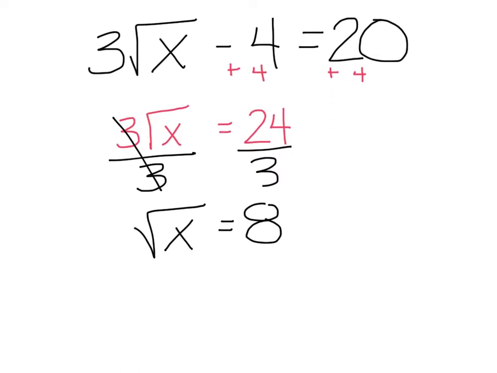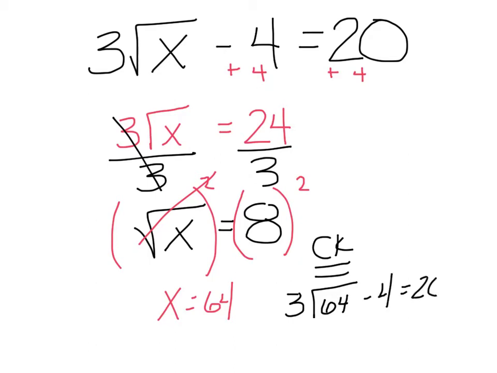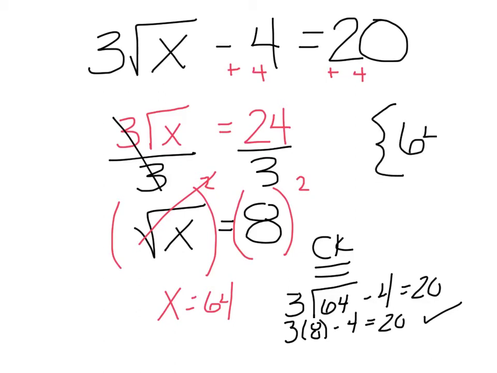At this point, my radical's by itself. I'm going to wrap her up in parentheses both sides and square both of them. Those will cancel out, and x equals 64. Now that doesn't mean that's the answer. You have to check. So I'm going to check in the original. So I'm going to say that's 3 radical 64 minus 4 equals 20. So that's 3 times 8 minus 4 equals 20. 24 minus 4 is 20. 20 equals 20. And very nicely, 64 does check. All right, we're building to the tougher ones.